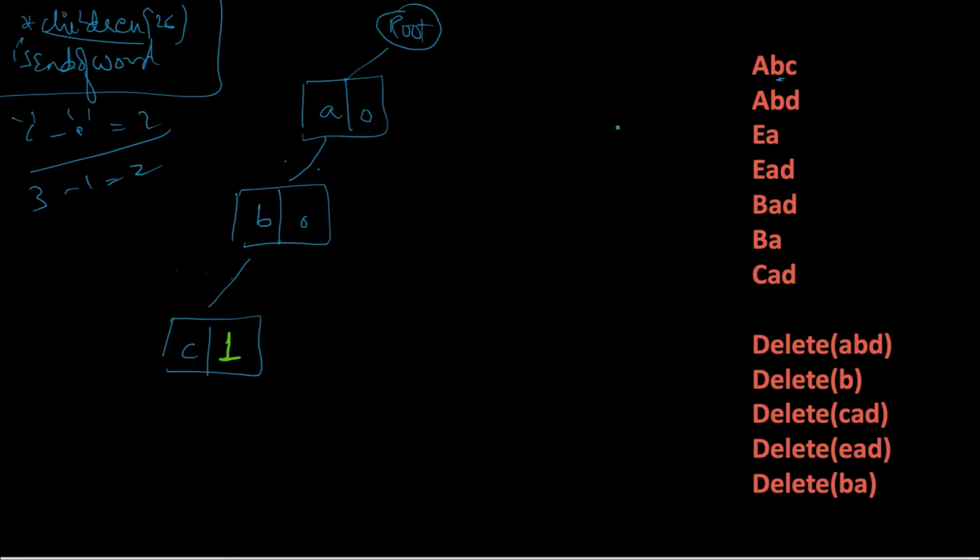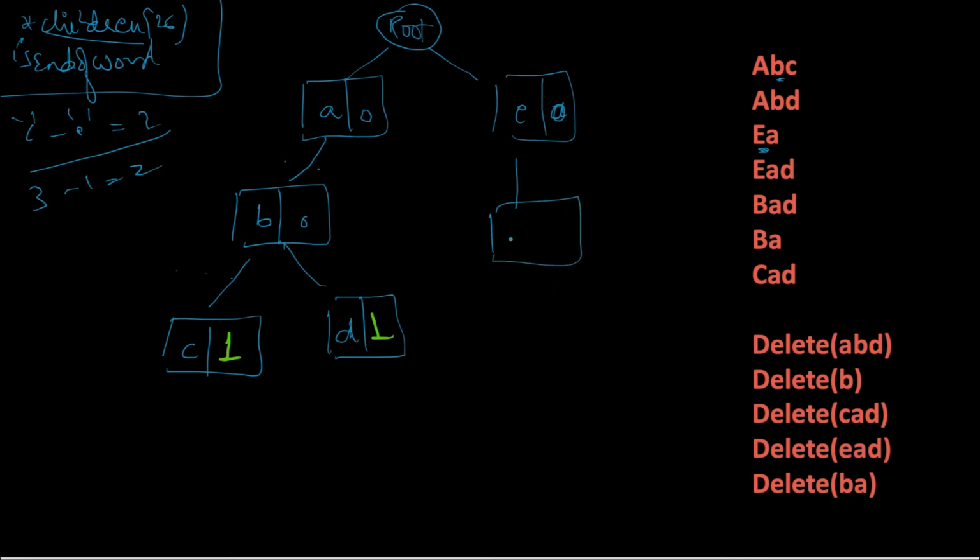Okay, now we insert ABD. We check at the root: is there a node that exists at the A index? Yes. Is there a node that exists at the B index? Yes. Is there a node that exists at the D index? No. So we create a node here and mark the end of the word as 1. Now similarly, from the root, does there exist a node at the E index? No. So we create a node there, 0. Then further down we create a node A, and for this we mark the end of the word as 1.